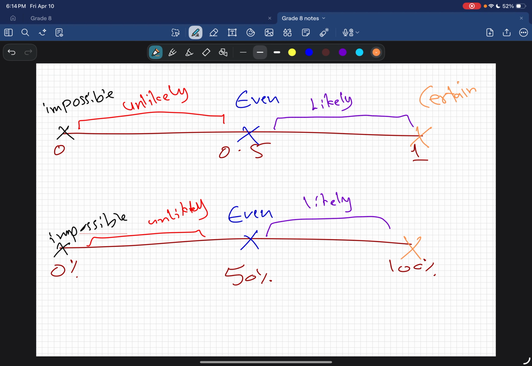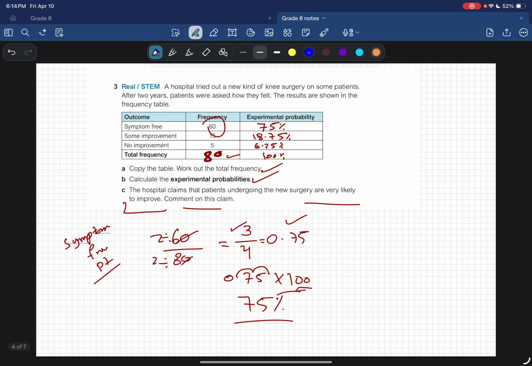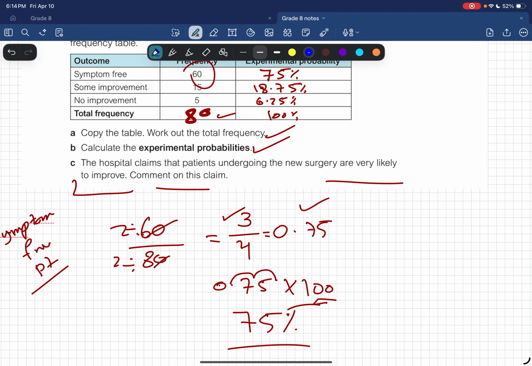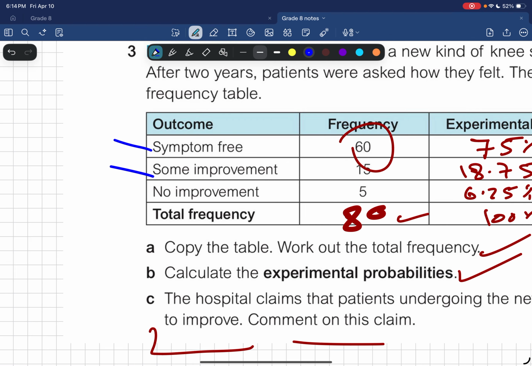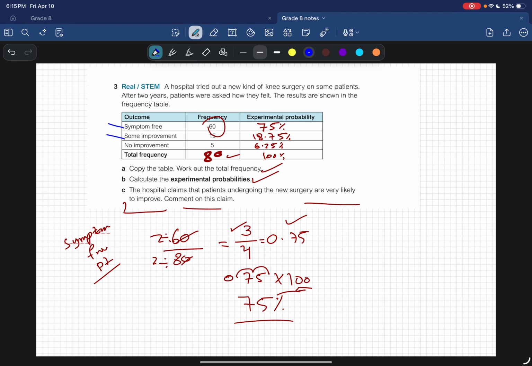Now, given this scale in front of you, we can answer the question, which is saying the hospital claims that patients undergoing new surgery are very likely to improve. So we have 2 improvements, right? We have symptoms free, we have some improvement. So we can add them up together, adding percentages to be accurate. So it's going to be 75 plus 18.75, which is going to be what, guys? Which is going to be 93.75.